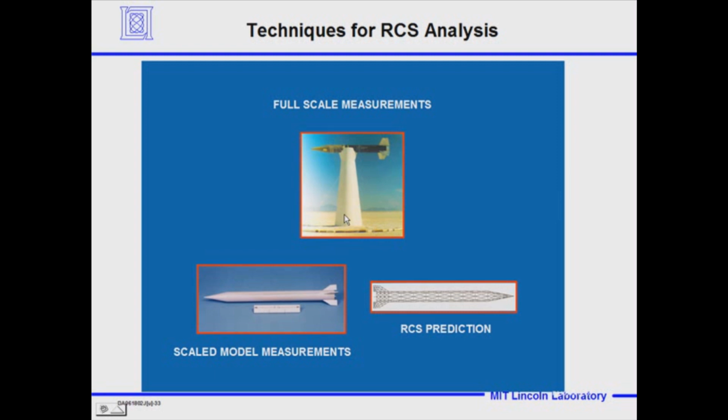You can build a full-scale measurement range where you put your object, in this case they look like missiles. You have a full-scale missile and you put it on a pylon. I'll get into what you make the pylon out of so you're not measuring the pylon. Then you can make scale model measurements. And the second part is we can do predictions.